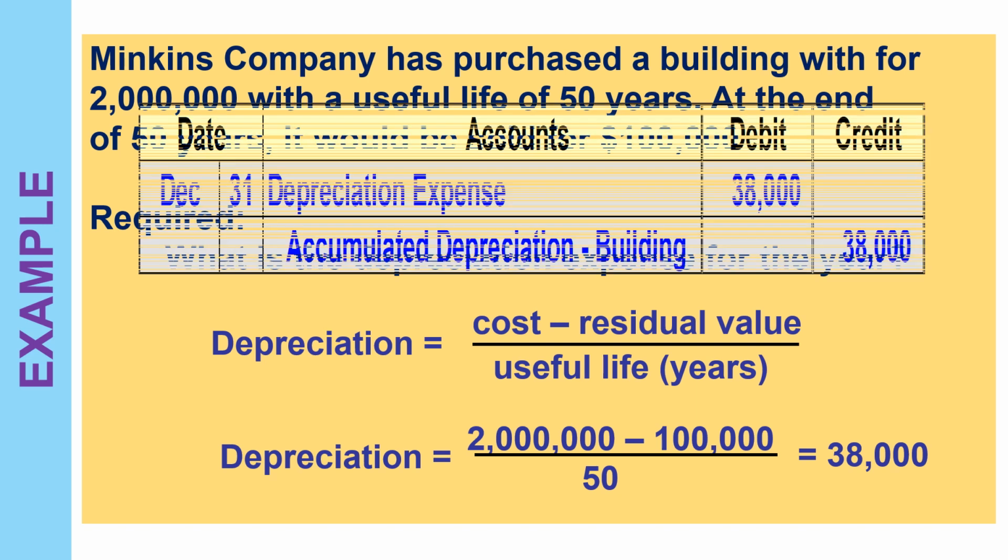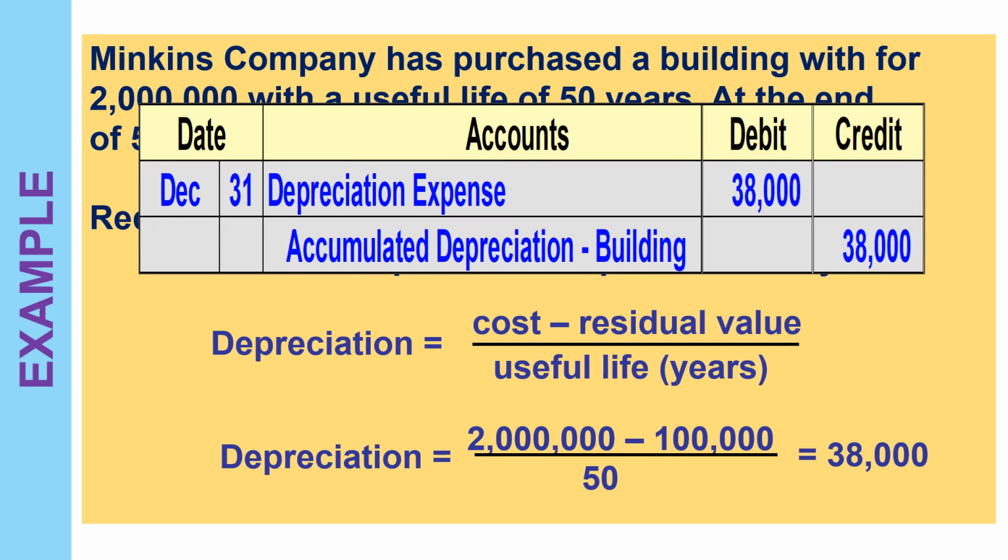Once we calculate this, we need to record this via journal entry. So debit depreciation expense $38,000, credit accumulated depreciation building $38,000. Let's look at one more example.